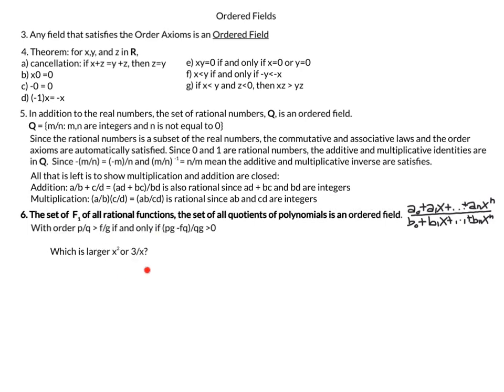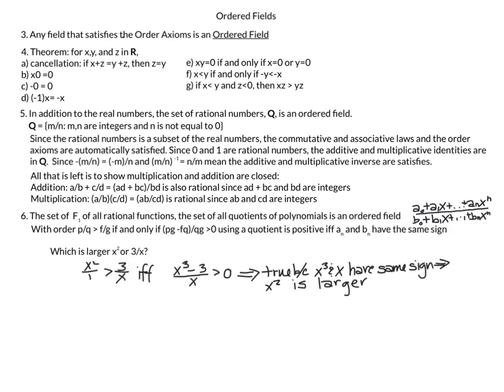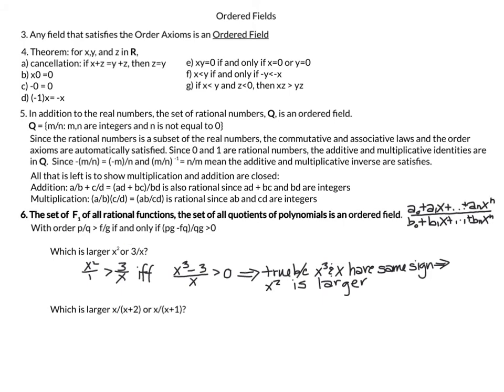The first example I have is: which is larger, x squared or 3 over x? To evaluate this, we're going to use our formula here. We're going to use our common denominator, x, and then cross multiply. So here we have x times x squared is x cubed, and 3 times 1 is minus 3. So we're going to see if this is greater than 0. It is, because x cubed and x have the same sign, which means x squared is larger.